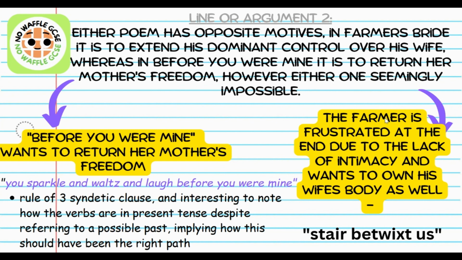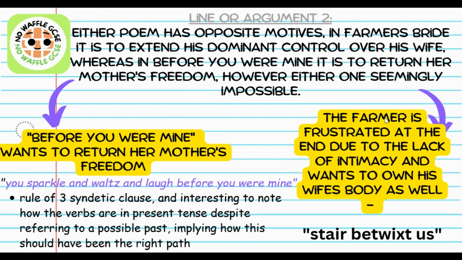Now, the rule of 3 syndetic clause is quite important as it solidifies this. And it's interesting to note how the verbs are in present tense. You sparkle, you waltz, and you laugh. When in reality, this is just an imaginative concept of what would have happened in the past. So it is implying that she should have done this, and this should be her present, to be sparkling and waltzing and laughing, but it isn't.